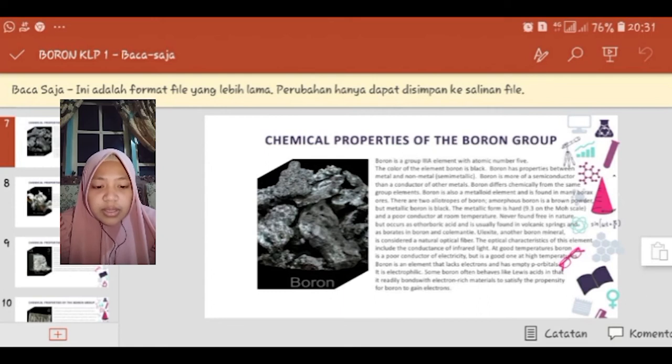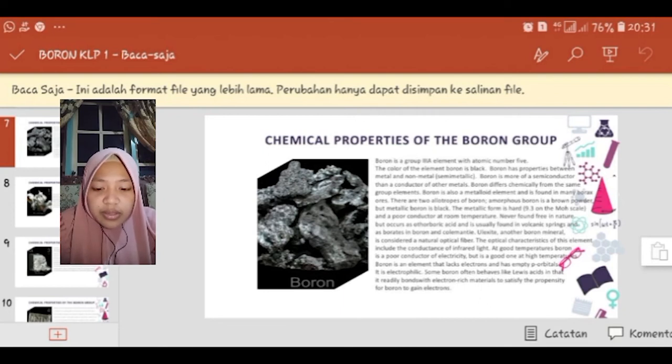Boron differs chemically from the other elements in the same group. Boron is also a metalloid element and is found in many borax ores. There are two allotropes of boron. Amorphous boron is a brown powder, but metallic boron is black. The metallic form is hard and a poor conductor at room temperature.